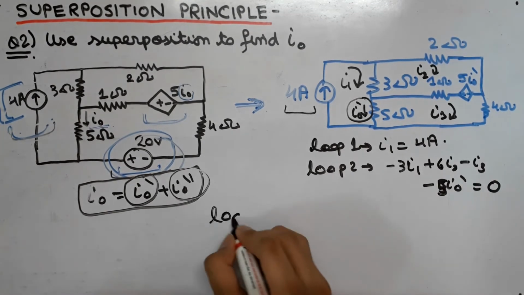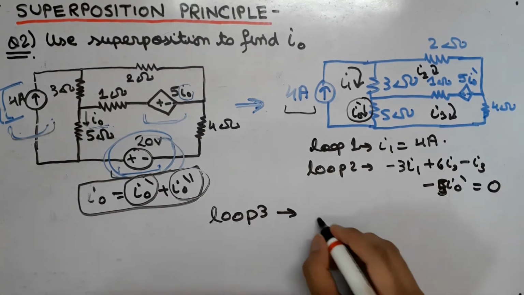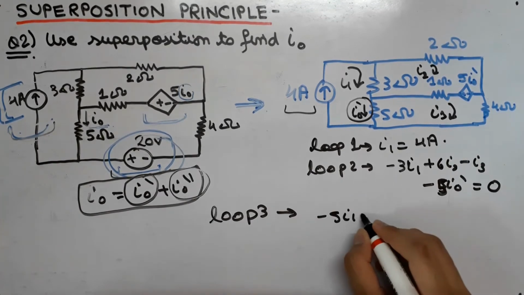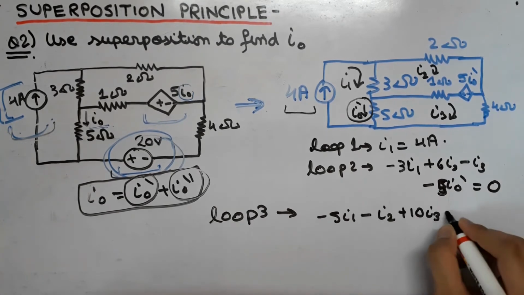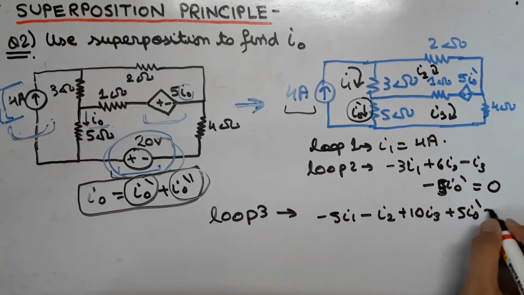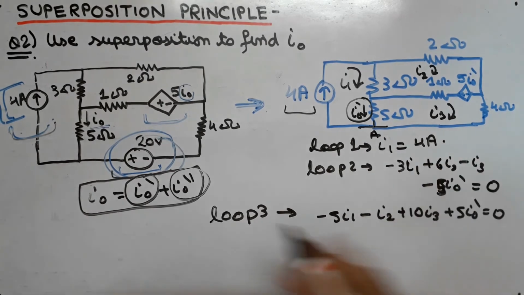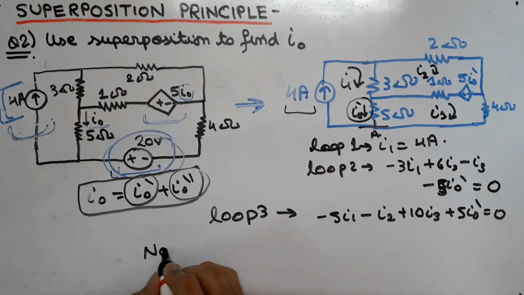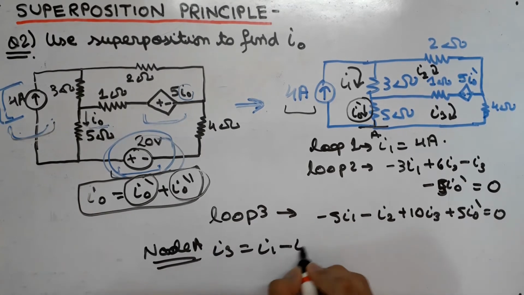Now in loop 3 similarly we are going to apply KVL. From there we will get minus 5I1 minus I2 plus 10I3 plus 5I0 dash is equal to 0. And let us consider this node as node A. Now we will see that at node A, I3 is equal to I1 minus I0 dash.